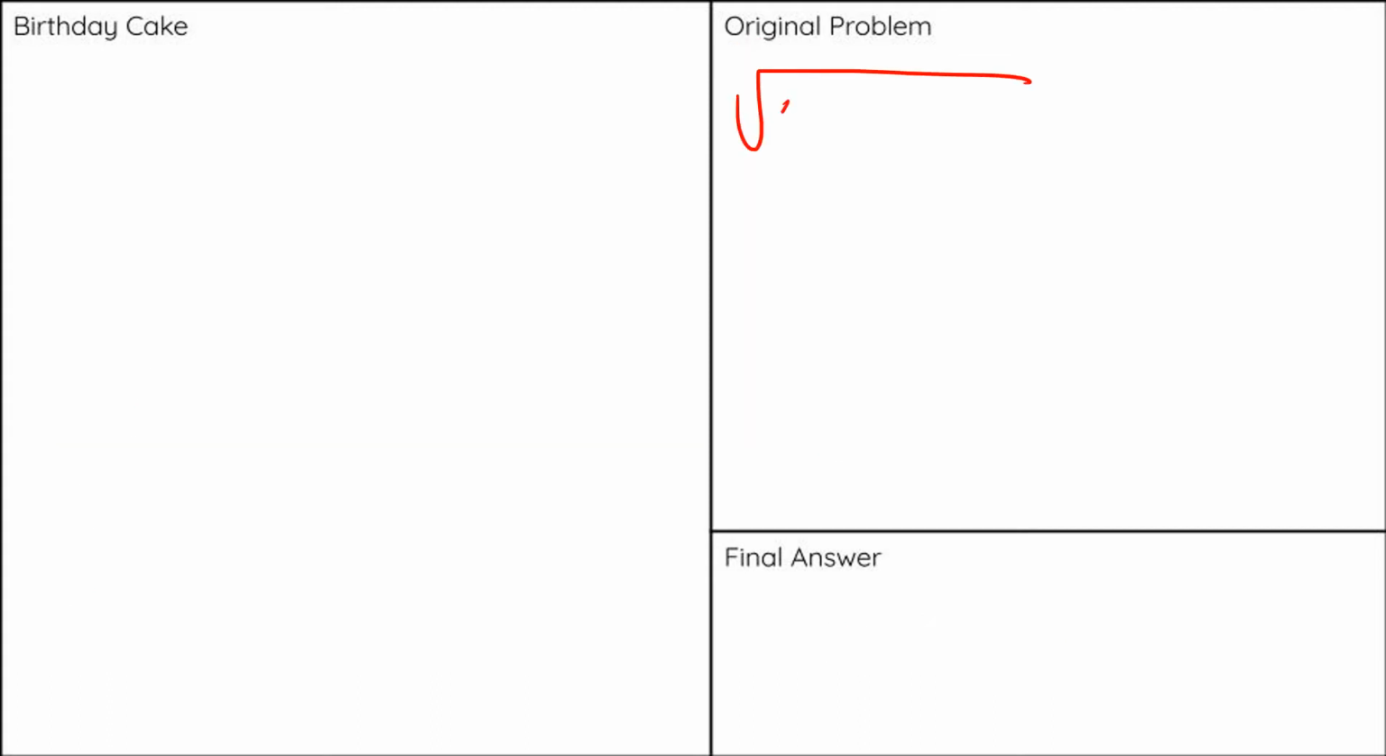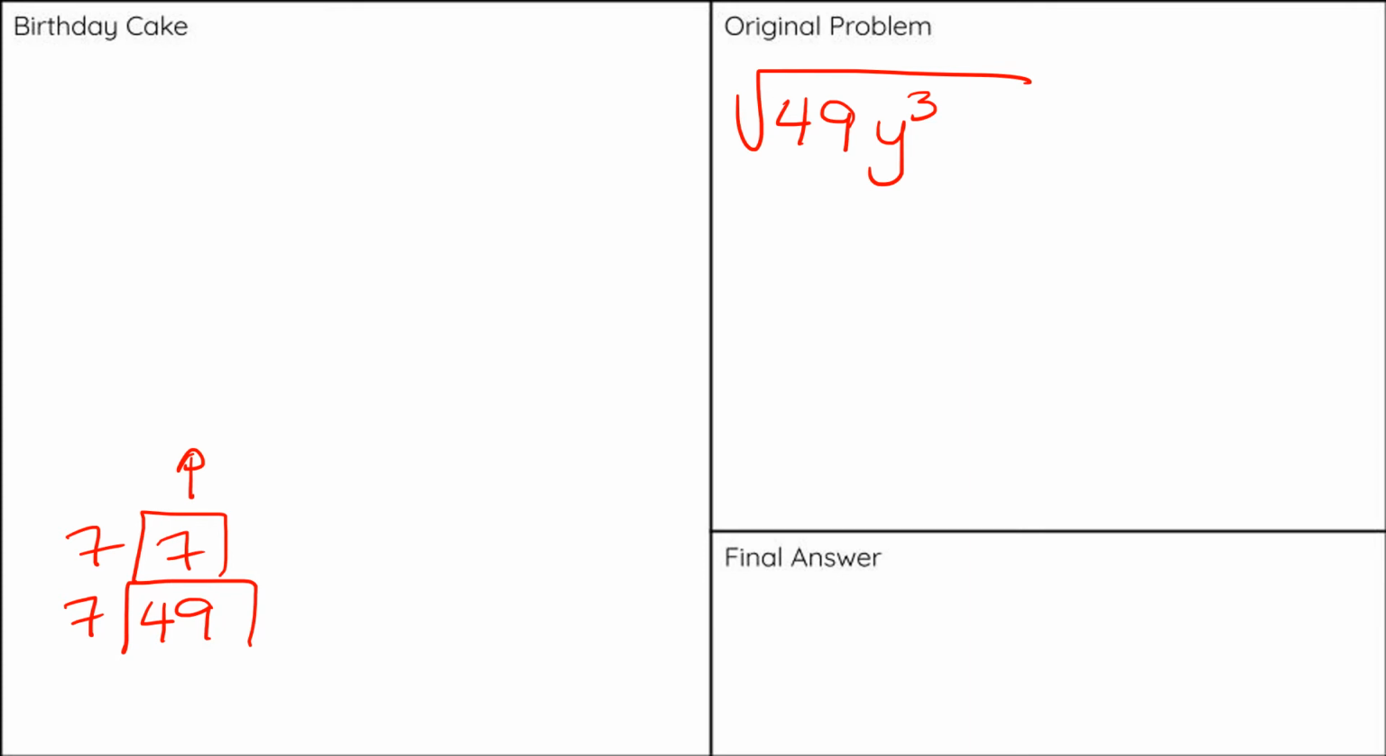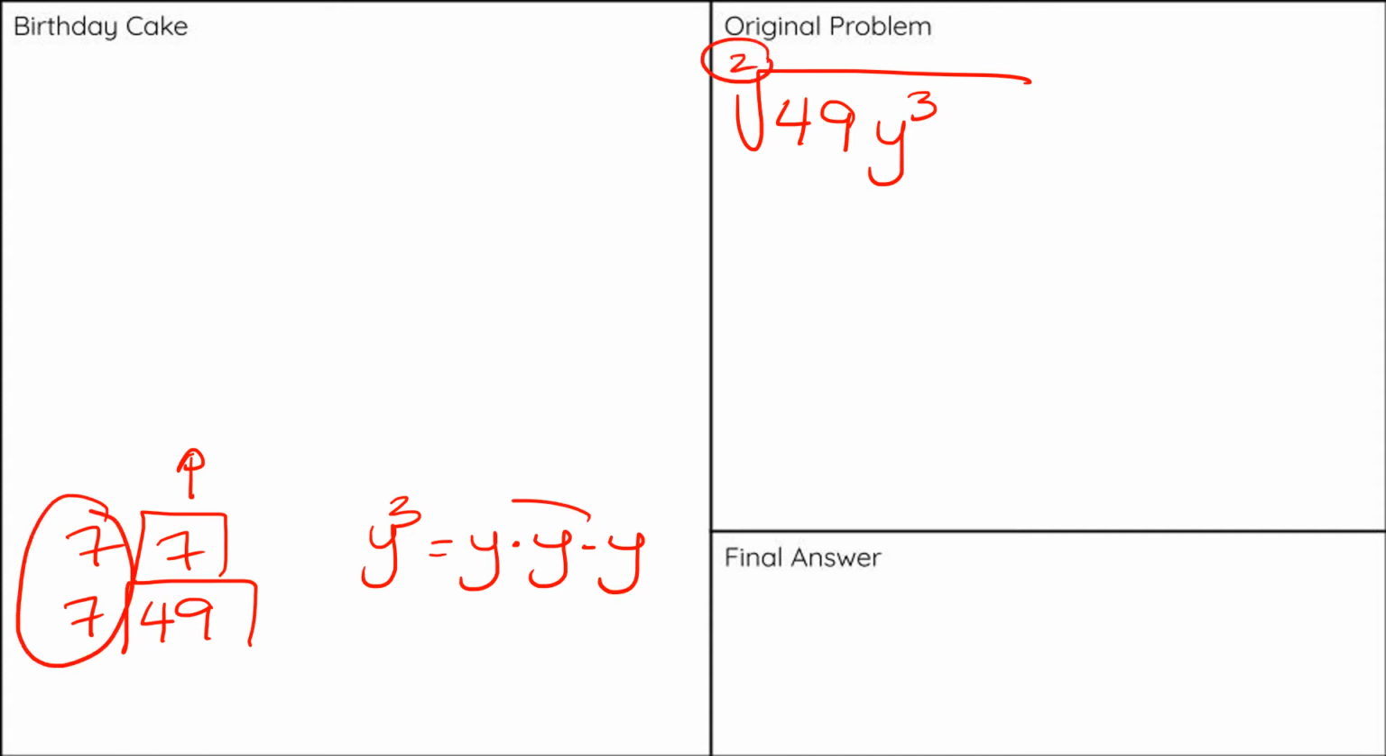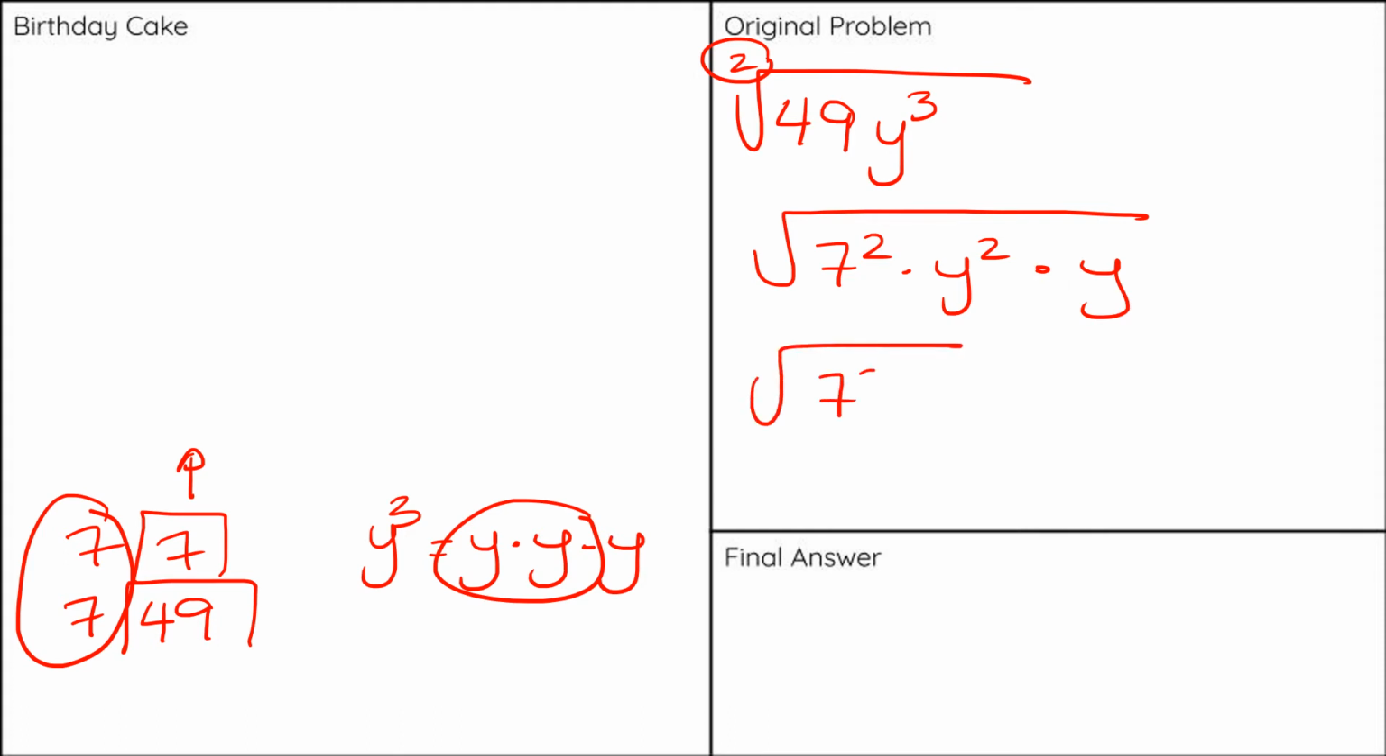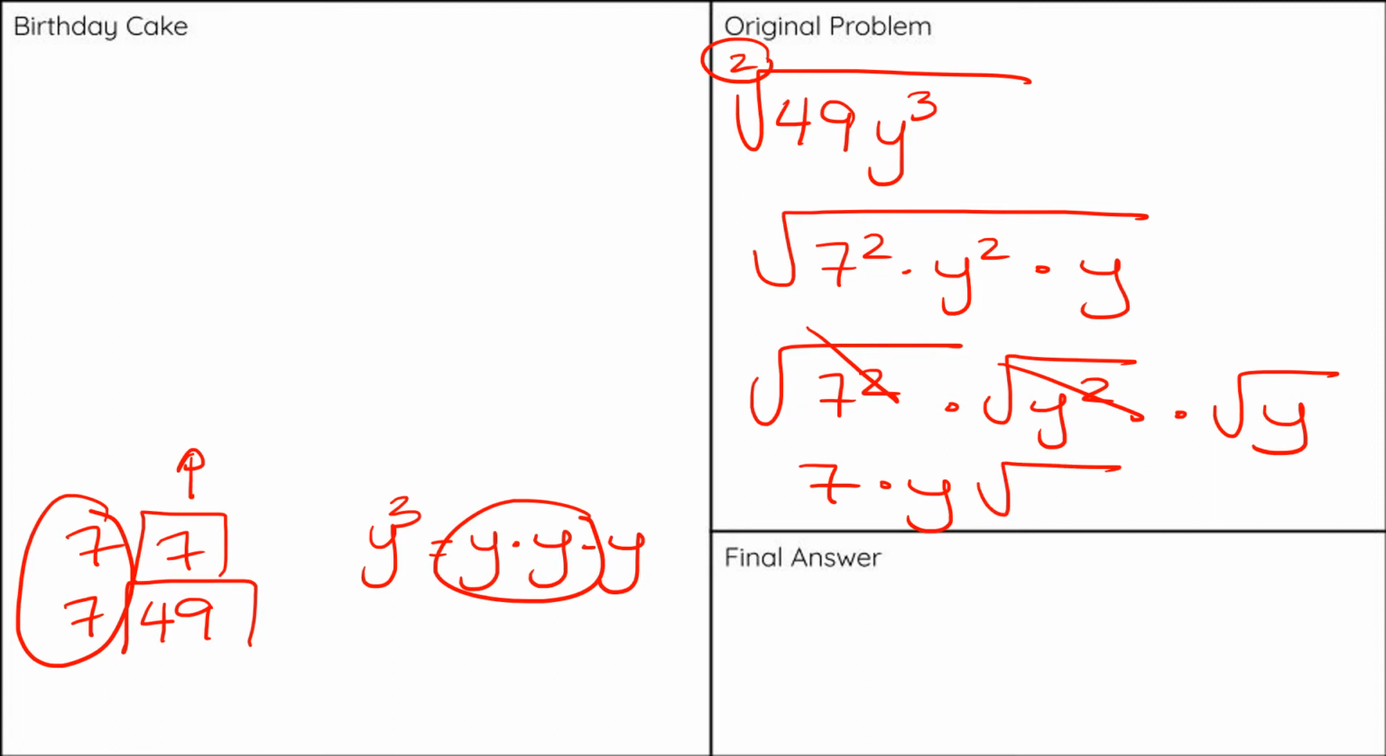If we have something like this, 49 is our birthday cake. And y to the third is y times y times y. Our index is 2, so we're looking for groups of 2. So I can rewrite this as 7 squared, y squared, and a y. I separate the exponents. These cancel out. These cancel out. So our final answer is 7y root y.